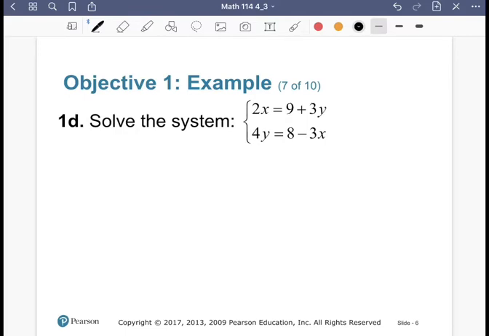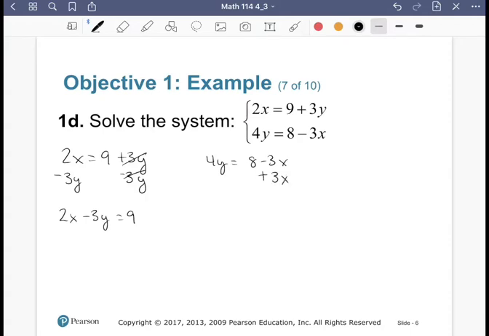Now, on this one, they were a little bit harder on us. They weren't as polite. Why? Because on this one, it's not in standard form, so we need to manipulate both of the equations. So I have 2x is equal to 9 plus 3y. I'm going to subtract 3y from both sides. So I have 2x minus 3y is equal to 9. Then I have 4y is equal to 8 minus 3x. I'm going to add 3x to both sides. And I have 3x plus 4y is equal to 8.